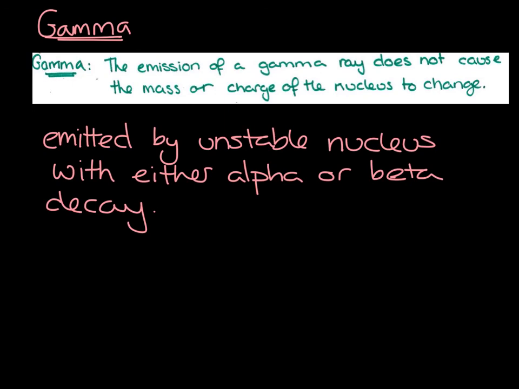Gamma decay, so the emission of a gamma ray from the nucleus does not cause the mass or the charge of the nucleus to change. You don't have to be able to write a nuclear decay equation for gamma emission, and it's worth bearing in mind that obviously the gamma ray is emitted from the nucleus, but it normally accompanies either an alpha decay or beta decay emission. So you'd normally get alpha decay and some gamma, or you'd get beta decay and some gamma.